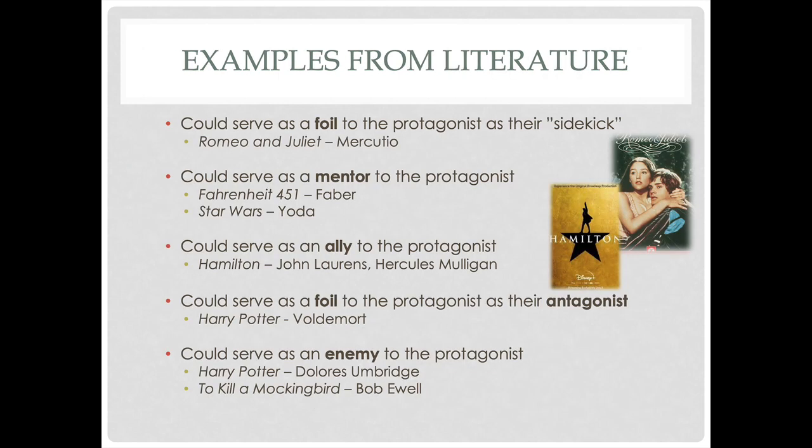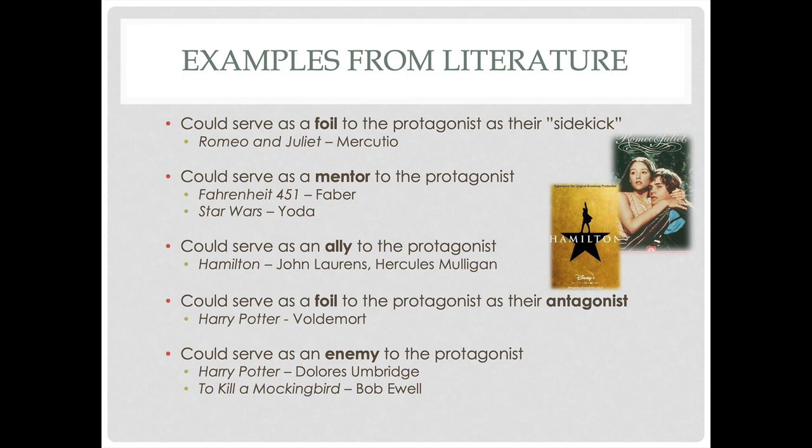So a static character serving as a foil to the protagonist as their sidekick might be Mercutio, serving as the foil to Romeo in the play Romeo and Juliet. Where Romeo is very solemn and very serious, Mercutio, like his name suggests, is mercurial, like the planet Mercury. He is lighthearted and jovial, so he serves as a foil to the protagonist Romeo, but on the same side. He's kind of like his sidekick, his buddy, his friend.